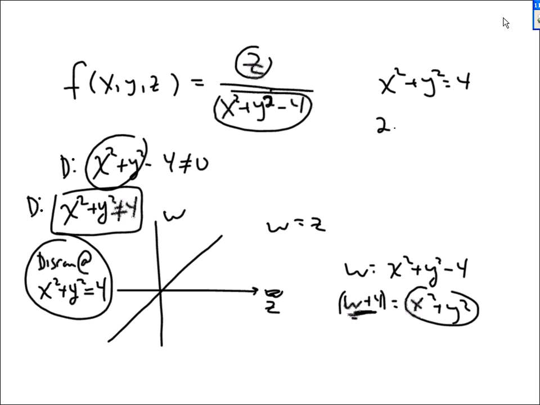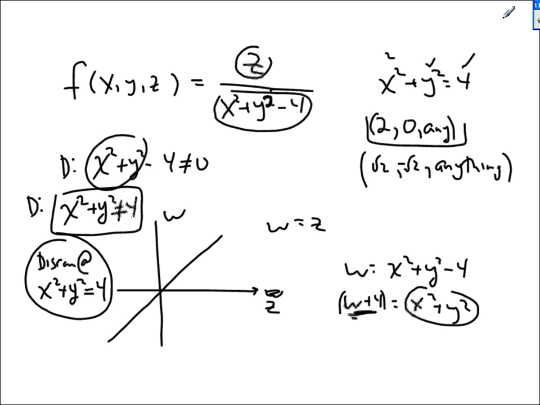So if x is 2 and y is 0, then x squared plus y squared will equal 4. And z can be anything. It will be discontinuous at that point. If x is the square root of 2, you square it, you get 2. If y is negative the square root of 2, you square it, you get 2. That's going to give you 4. Z can be anything. The problem is x squared plus y squared equals 4. That will not be continuous there.